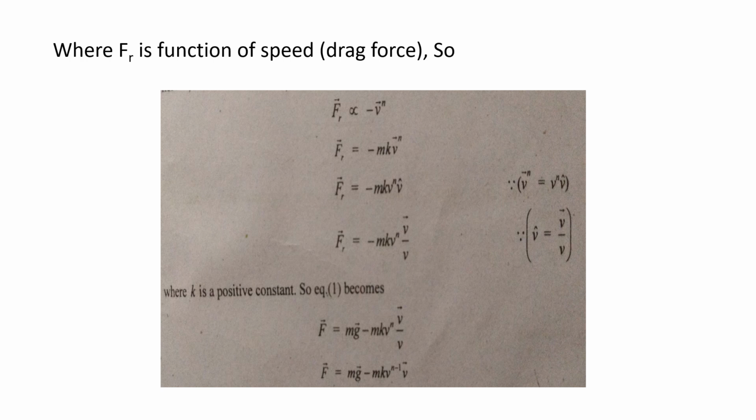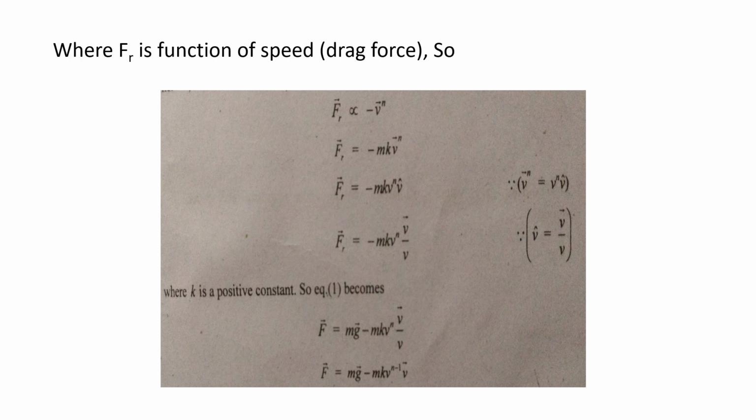Here Fr is a function of speed, the drag force, a resistive force. So Fr is proportional to minus v, and here Fr is equal to minus mkv, where v vector is equal to v magnitude into v unit vector, and we know that v unit vector is equal to v vector over v magnitude. So we can write Fr is equal to minus k v magnitude into unit vector.